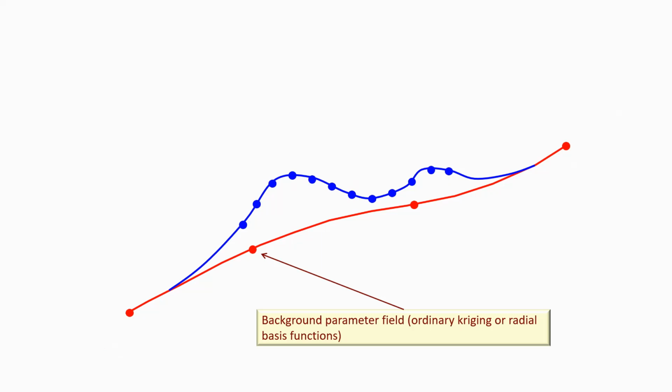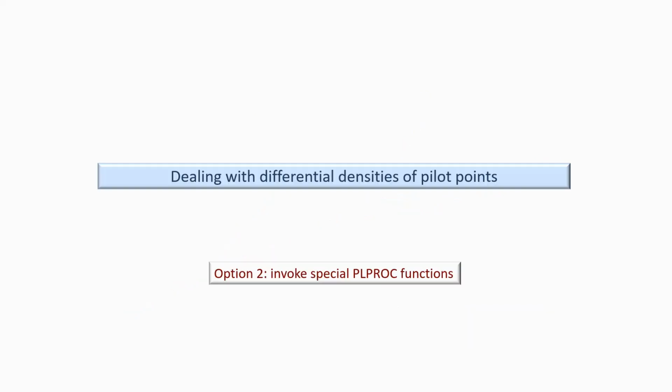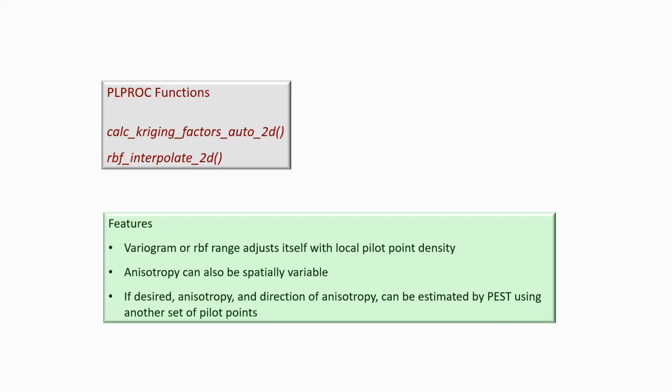Background interpolation can take place in whatever way we like, ordinary kriging or radial basis functions. Another way of dealing with the situation where we've got variable densities of pilot points is to invoke some special PLPROC functions which are designed specifically to handle that situation. For kriging, we can use this function, calc kriging factors auto 2D. For radial basis functions, we have RBF interpolate 2D. In both cases, the mathematical operation which underpins the interpolation adjusts itself automatically to the local pilot point density.